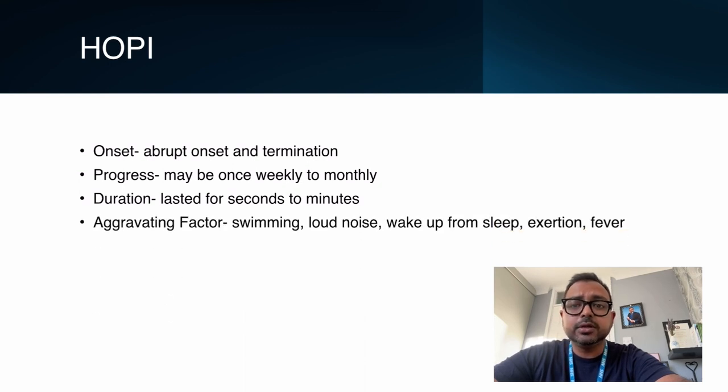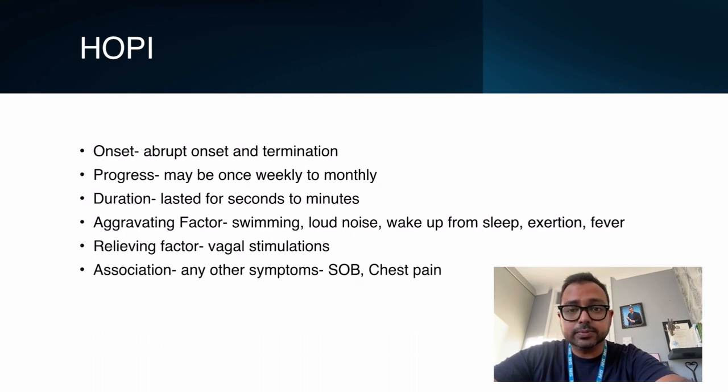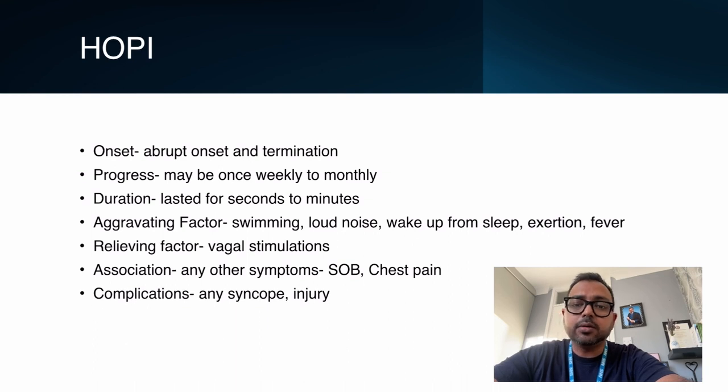Aggravating factors like swimming, loud noise, waking up from sleep may lead to long QT syndrome. Exertion may lead to catecholaminergic polymorphic VT, and fever may lead to Brugada syndrome. Relieving factors like vagal stimulation, like vomiting, may be associated. Any other association like shortness of breath or chest pain, you need to inquire. Other complications like any syncope or injury are associated or not.